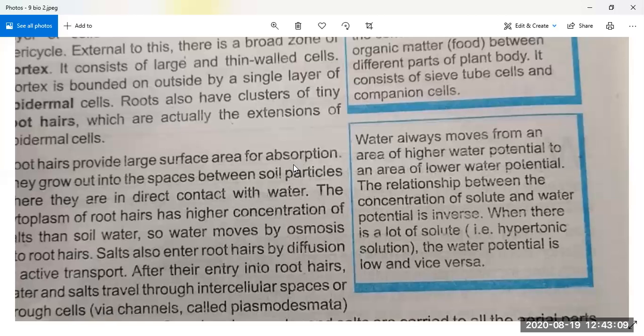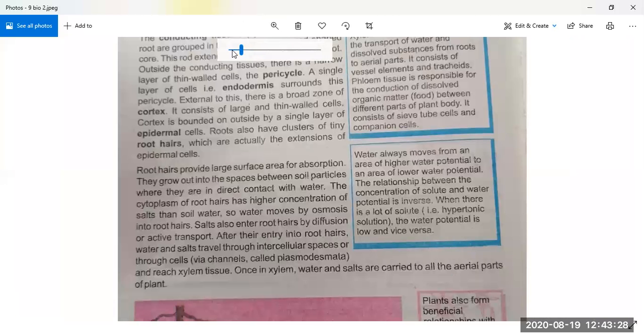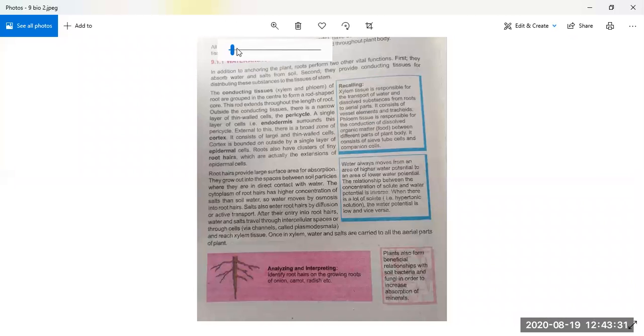The second important function of root hairs is absorption and transport of water. You can see on the screen, the cytoplasm of the root hair has a higher concentration of salts than the soil water. I am telling you again and again, root hairs, cytoplasm. Cytoplasm, you all know, is a jelly-like substance present inside the cell, and all biochemical reactions inside the cell happen in the cytoplasm. I also told you the meaning of cytoplasm: cyto means cell and plasm means liquid.